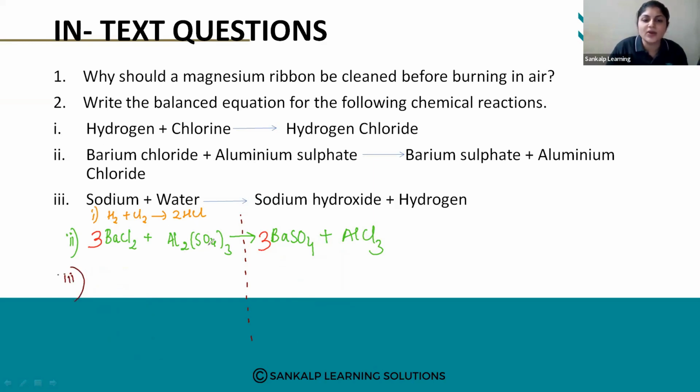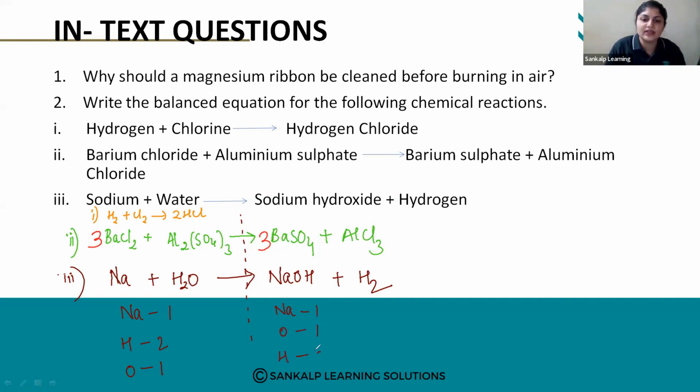Third one is sodium plus water giving you sodium hydroxide plus hydrogen. Sodium is what? Na. What is water? H2O. Sodium is Na. Hydroxide means what? OH. Plus hydrogen means H2. So now balance it. Na is how much? Na is 1. Hydrogen is 2. Oxygen is 1. Here Na is 1. Oxygen is 1. Hydrogen is 3.